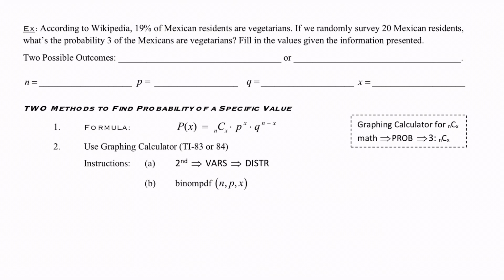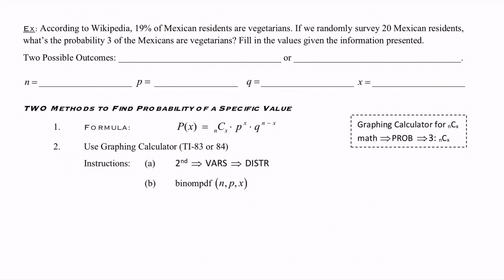Okay, so now let's think of some examples that can be modeled by this. One is this example where, according to Wikipedia, 19% of Mexican residents are vegetarians. If we randomly survey 20 Mexican residents, what's the probability that exactly 3 of them are vegetarians? So this question, for example, can be modeled with a binomial probability distribution.